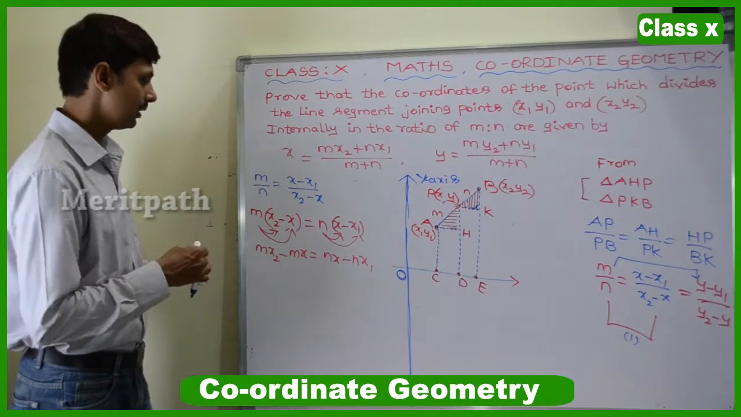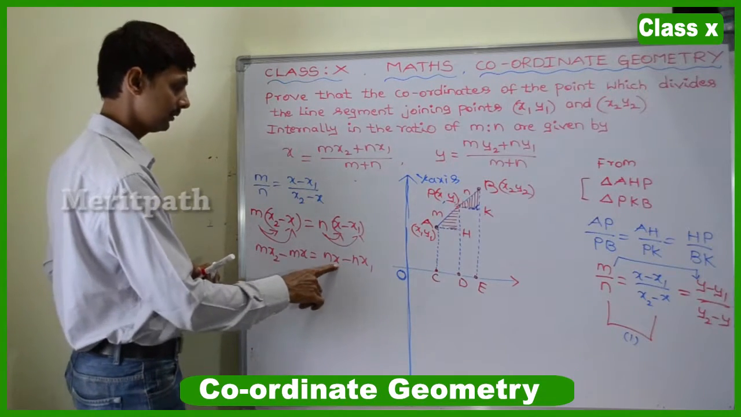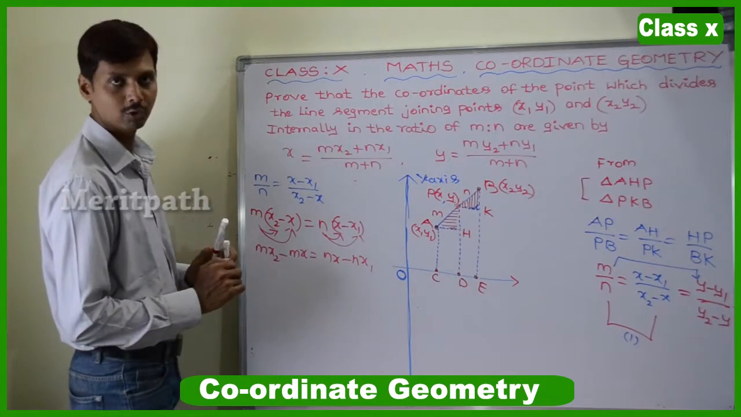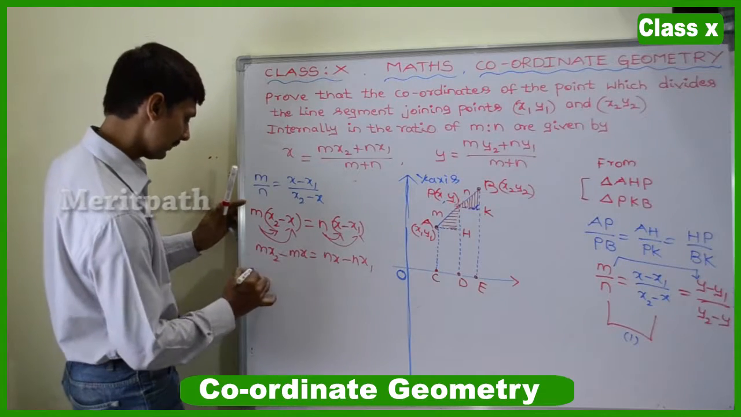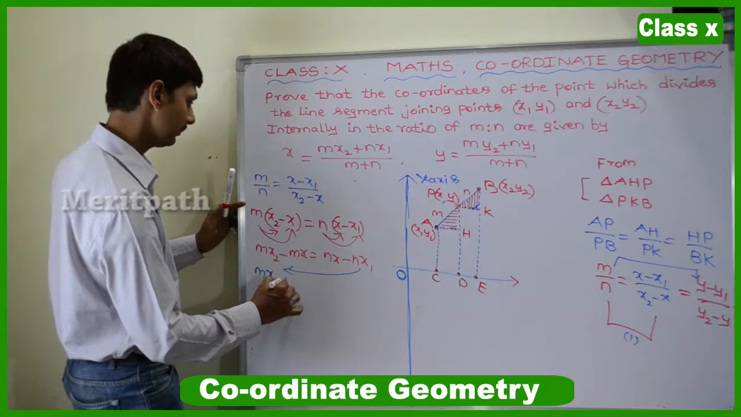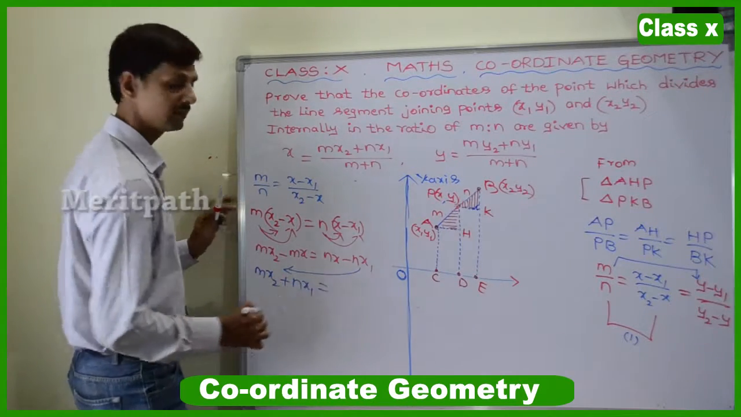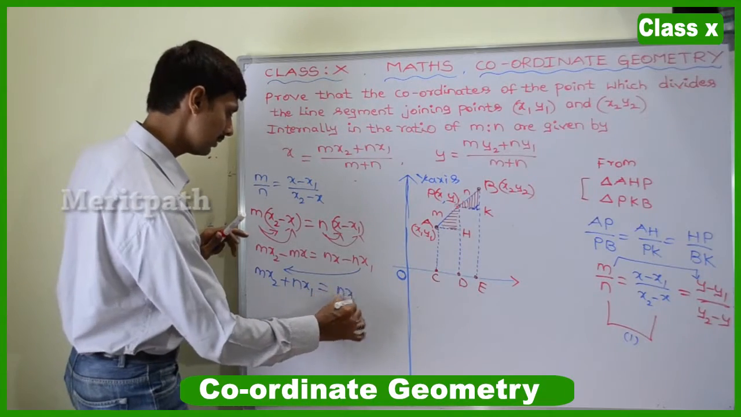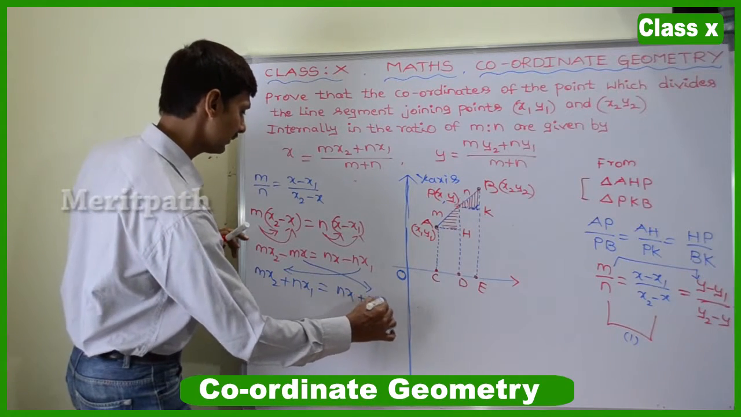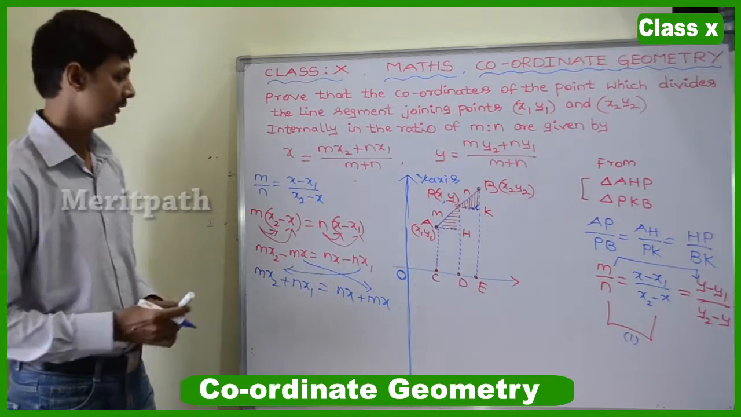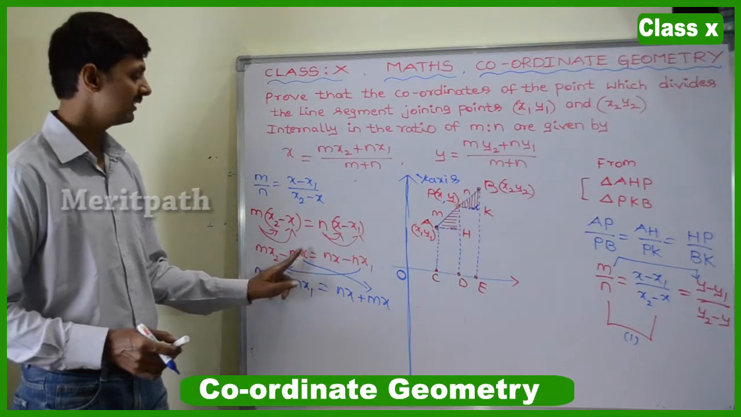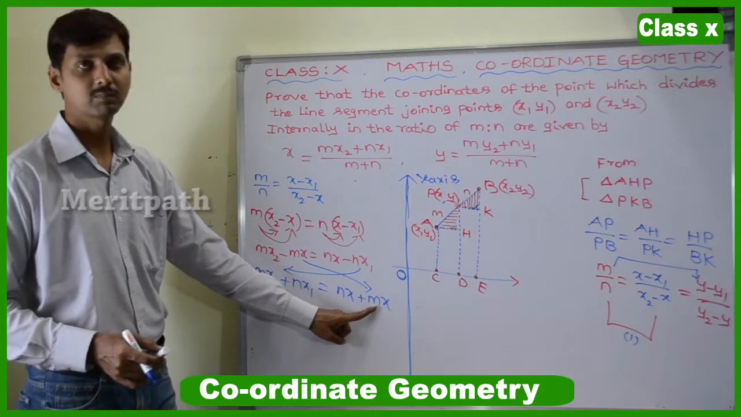Now we can observe there is a value of x here and x here, and x1 and x2. So let us separate the value of x. Taking minus nx1 to this side, it becomes plus nx1, and taking minus mx to the right hand side, it becomes plus mx.